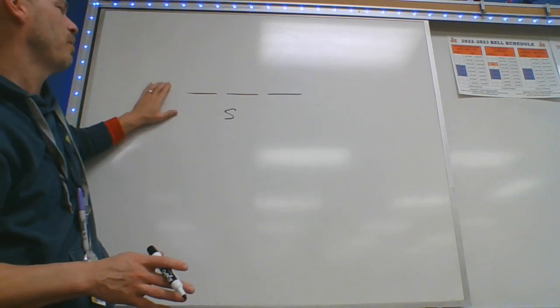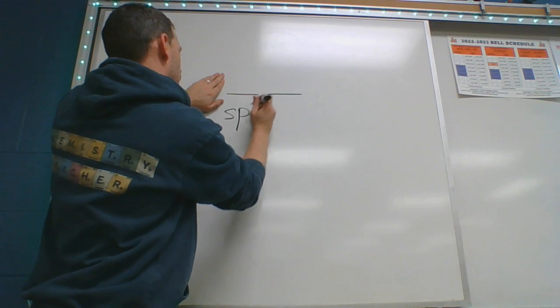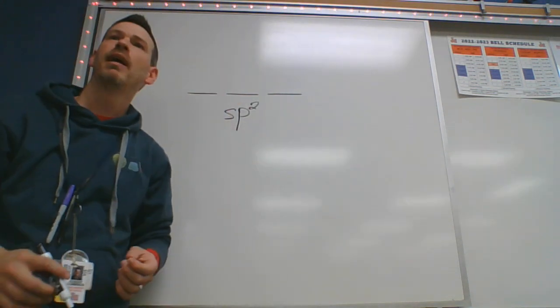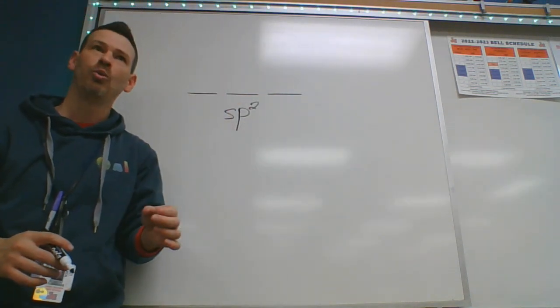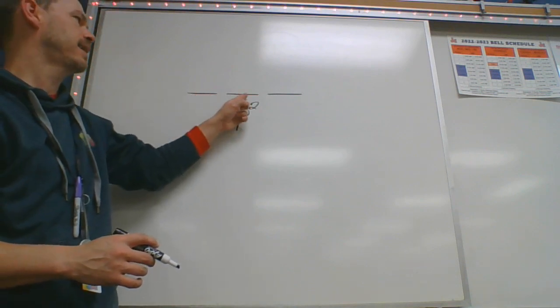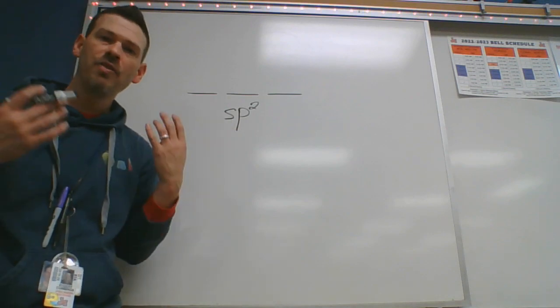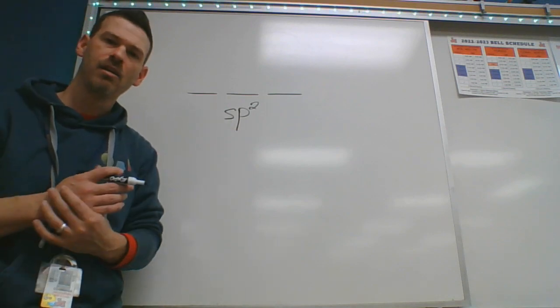So if one of them comes from S, how many come from P? That carbon has an sp2 hybridization because there's three things touching it that can hybridize. One of them automatically comes from S. The leftovers will be assigned to P.